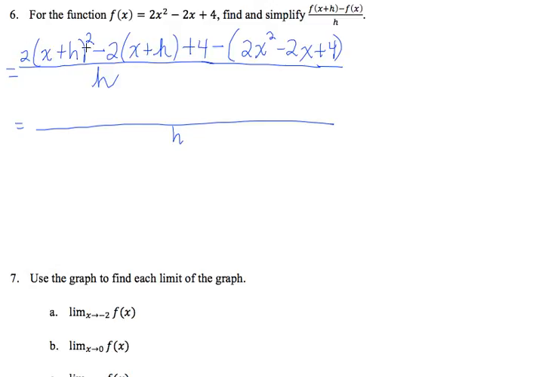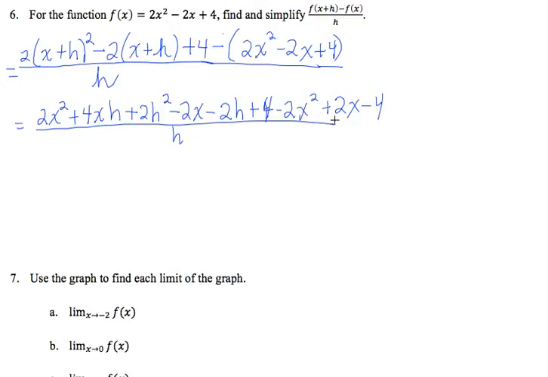So when we FOIL this out and multiply all of the terms by 2, we should end up getting 2x squared. We would get 2xh in the middle, times that 2 would become plus 4xh, and then plus 2h squared. Distributing that negative 2 would give us minus 2x minus 2h. And we have this plus 4 right here. And we'll distribute that negative to get minus 2x squared plus 2x minus 4.